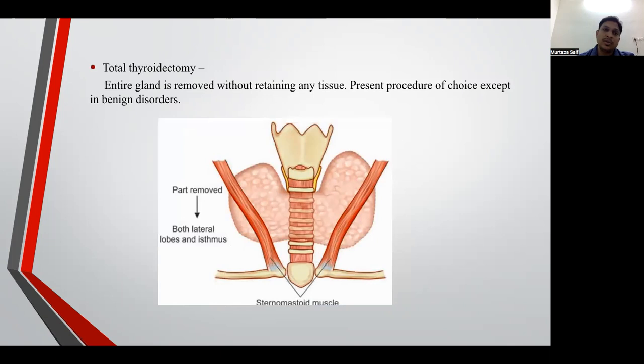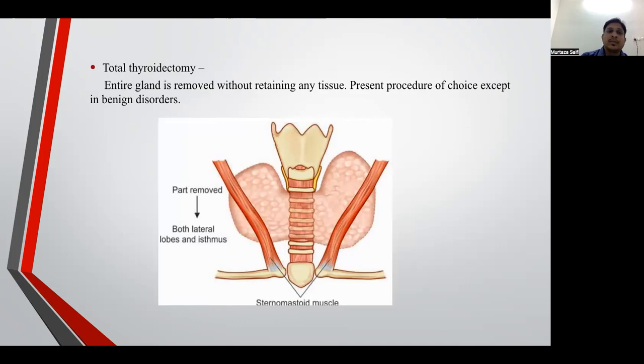Now here is the total thyroidectomy. The entire gland is removed without retaining any tissue. Sometimes in benign disorders, when the size is large, you have to do it. Both lateral lobes and the isthmus are removed.